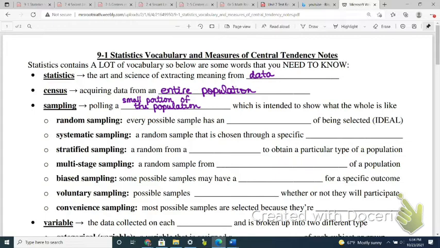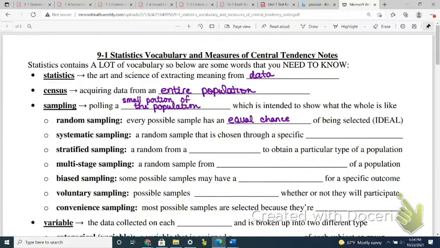Random sampling is when every possible sample has an equal chance of being selected. And this is an ideal situation. Okay, this is what we want to happen every single time. Put all the names in a hat, pick out a name, those are the ones selected. It is completely random.